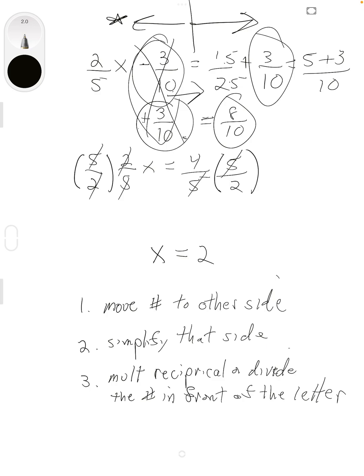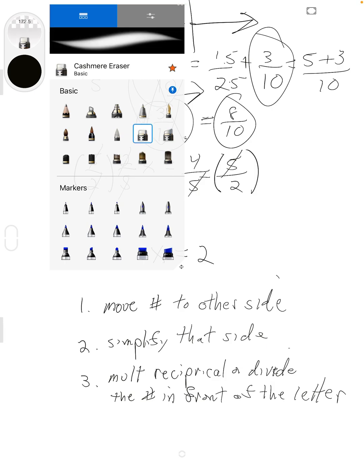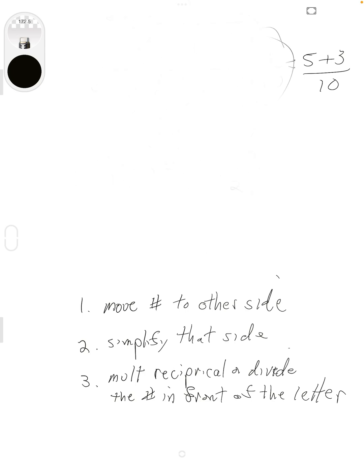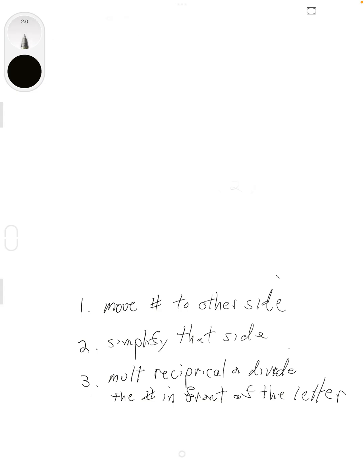So let me do that using these 3 steps. I'm going to erase this upper section and show you how this might work from an easy problem to a more complicated problem. Okay, so let's start with the basic number. I have 2x plus 3 equals 11. Step 1, move the number to the other side.